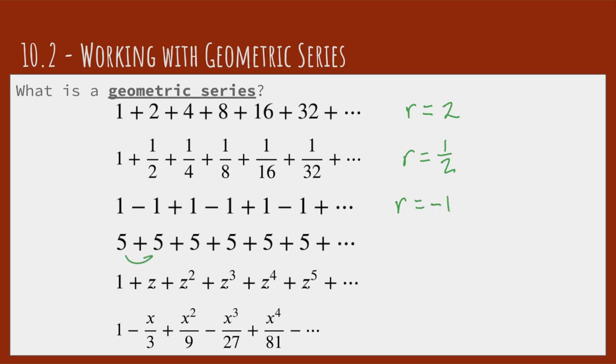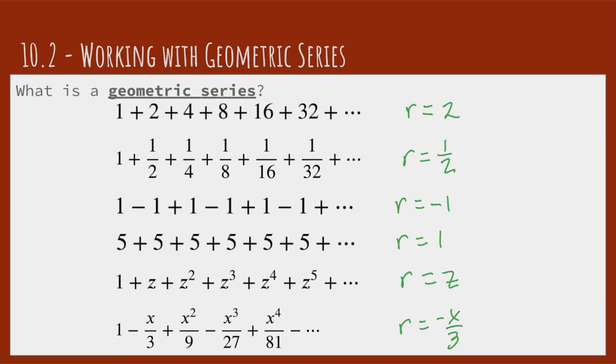The next one, this is not something we would generally think of as a geometric series, but technically it is. This has a common ratio of 1 because to go from 5 to 5, you multiply by 1. The next two have variables in them, but they are geometric series because to go from one term to the next, we're multiplying by z. And in the last one, to get from one term to the next, we're multiplying by -x/3.